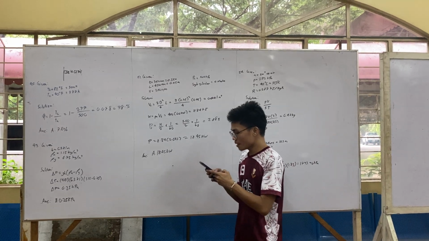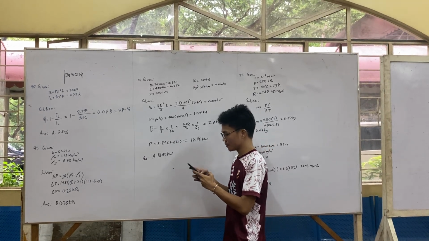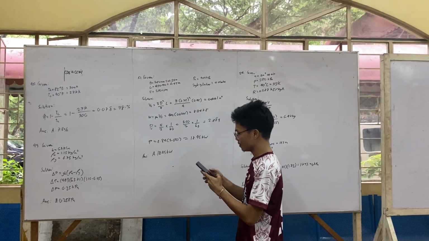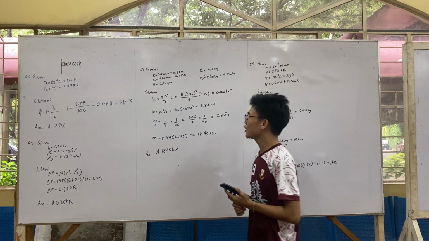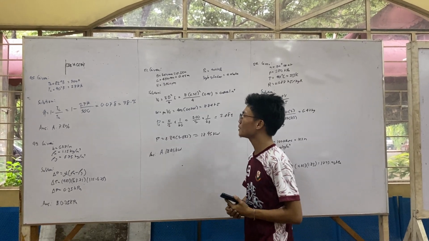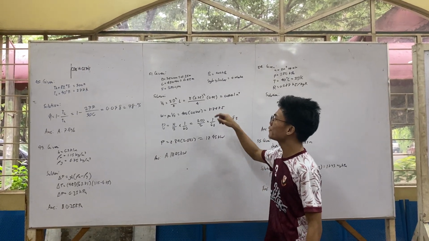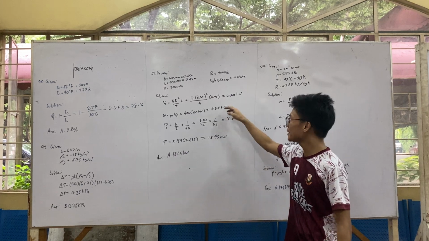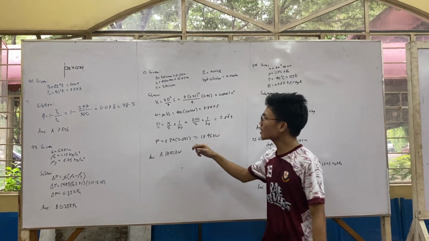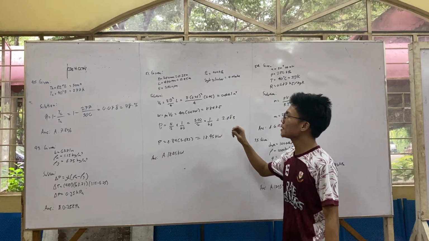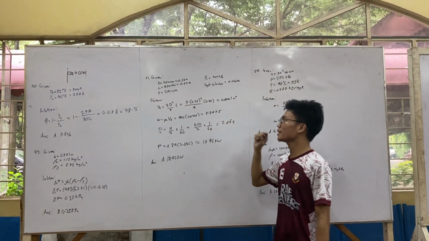So here's the solution. First, we need to get the volume of the stroke. V sub S equals pi times d squared over 4 times length, which is pi times 0.25 squared over 4 times 0.45, which is 0.0221 cubic meter. Next, we will get the work. P sub M times V sub S equals 400 times 0.0221, which equals 8.84 kilojoules.